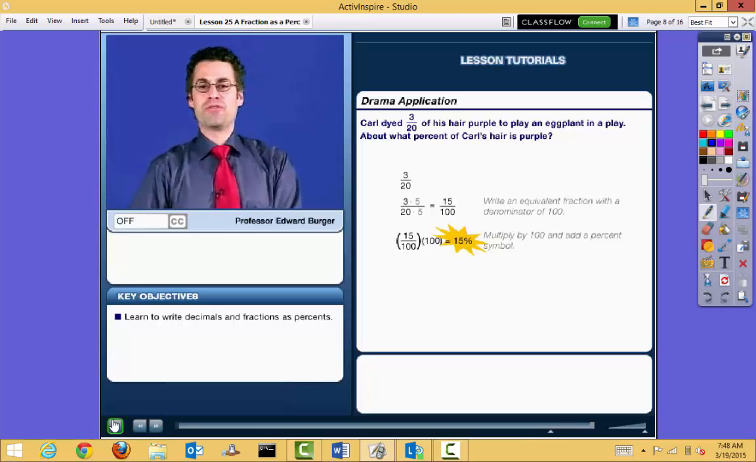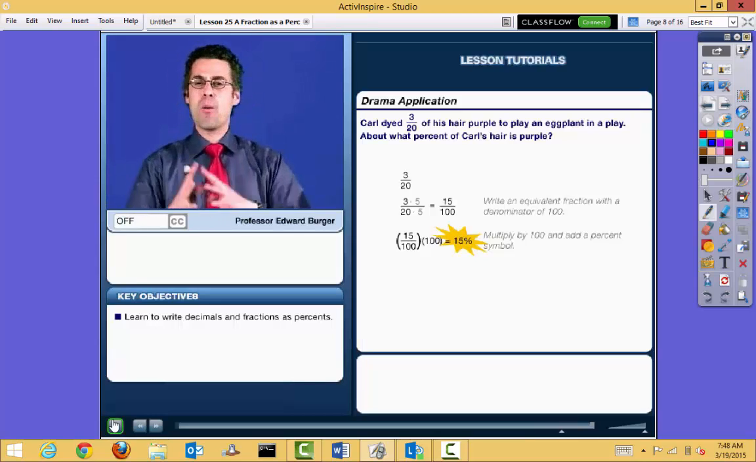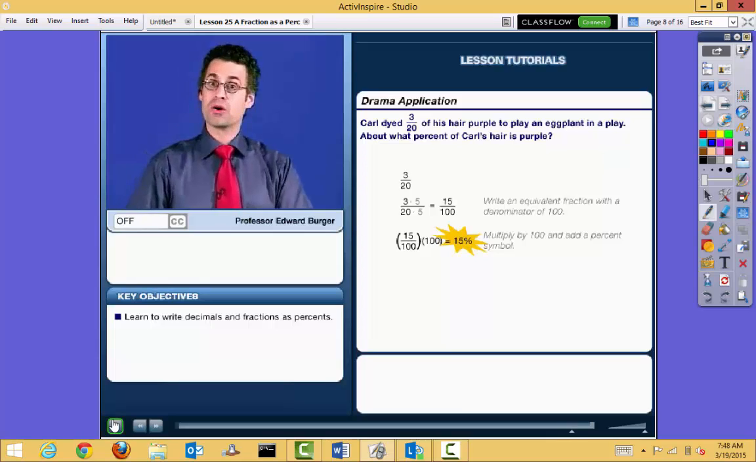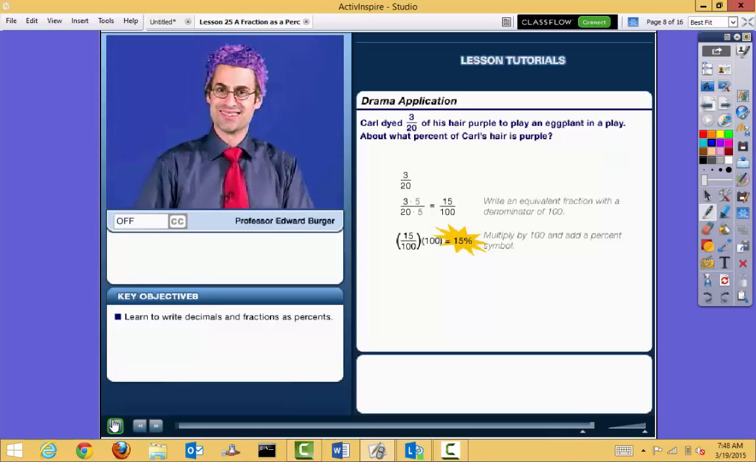Neat. Anyway, hope you have fun with percents. They're a great way of measuring how much we have of something or how little we have. I'll see you soon.